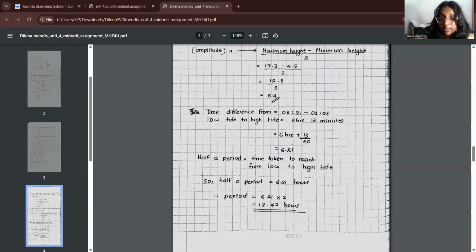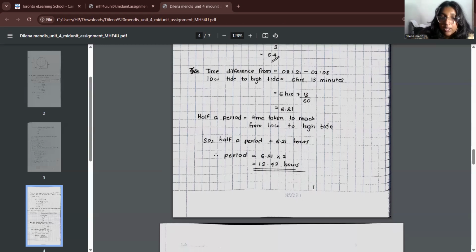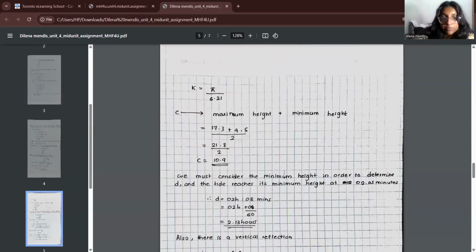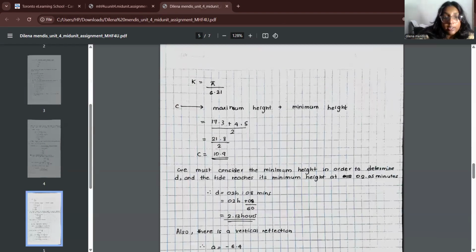6 hours plus 13 divided by 60 will be 6.21. This is half a period, the time taken to go from low to high tide. So half of a period equals 6.21 hours. Therefore, a period is 6.21 into 2, which will be 12.42 hours. k equals 2π divided by 12.42, which is π divided by 6.21.